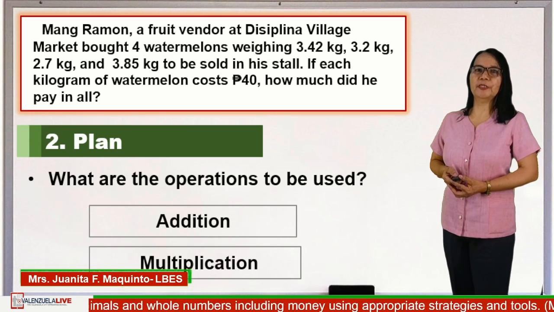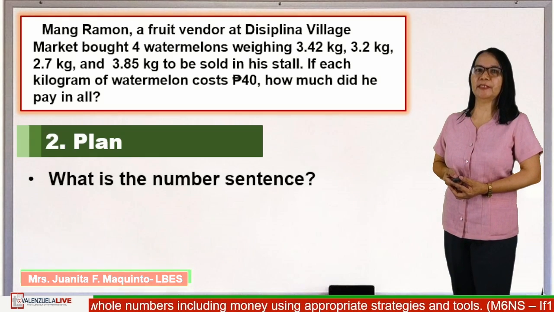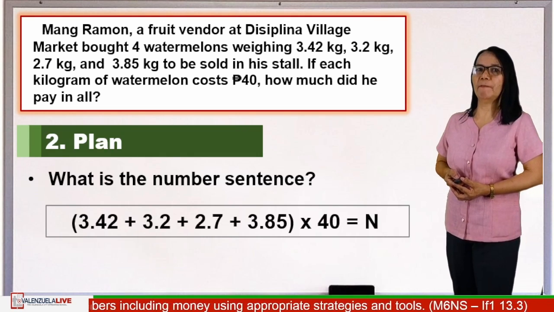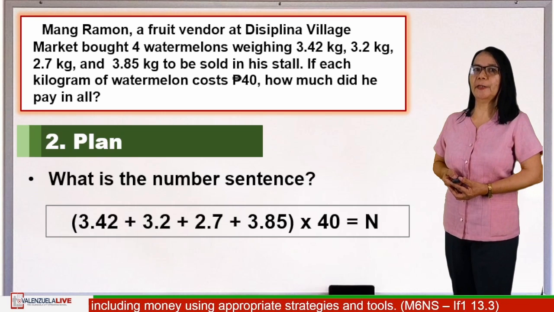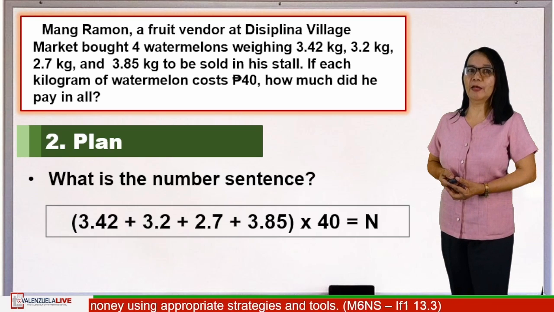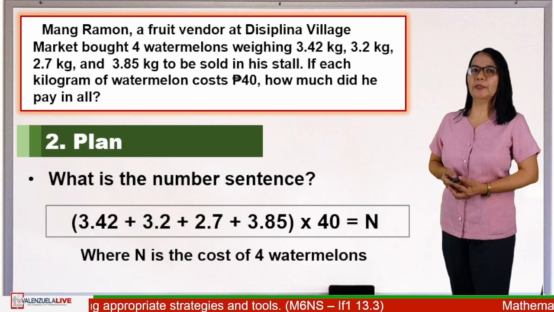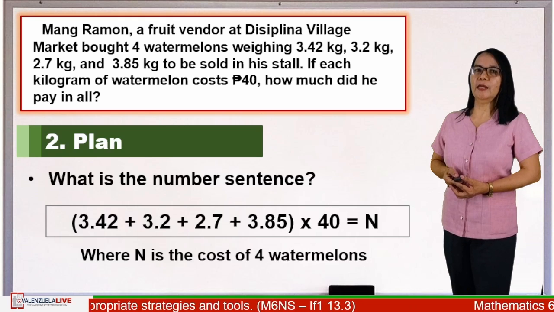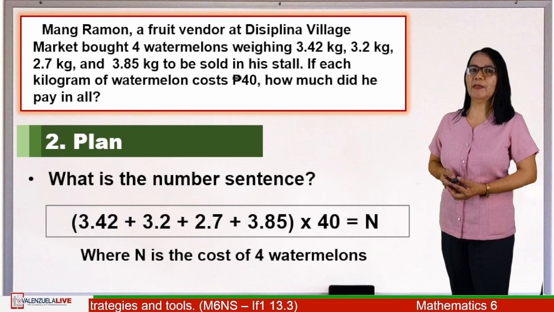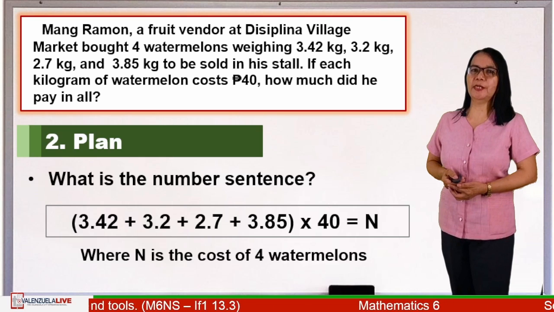After determining the operations to be used, we will write the given numbers into a number sentence, where let n be the unknown number or the total amount he paid. Any capital letter can be used to represent the unknown number. It may be a letter X, a letter Y, and so on. In this problem, the number sentence is (3 and 42 hundredths plus 3 and 2/10 plus 2 and 7/10 plus 3 and 85 hundredths) times 40 equals n.